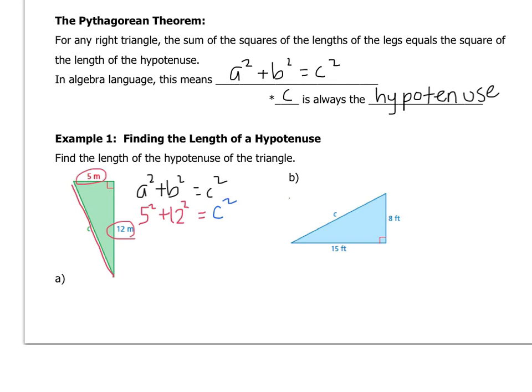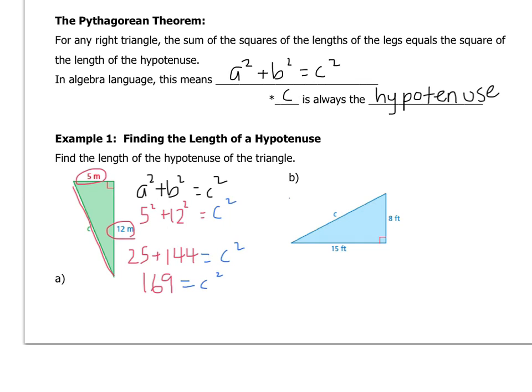So you show your work, you do your math. 5 squared is 25, 12 squared is 144, and then you bring down the C squared. Underneath is where you write down 169 equals c squared, not over here. You don't write 169 over here, you write it here. C squared maintains the right-hand side.